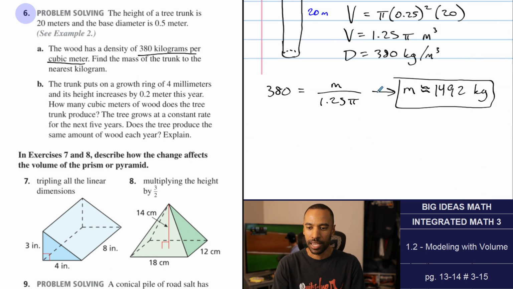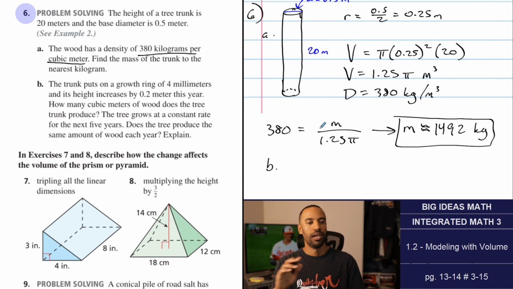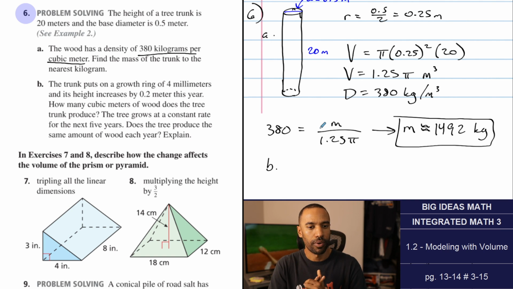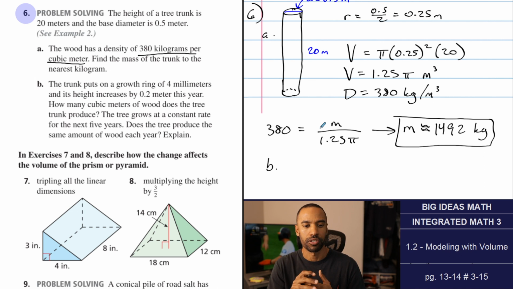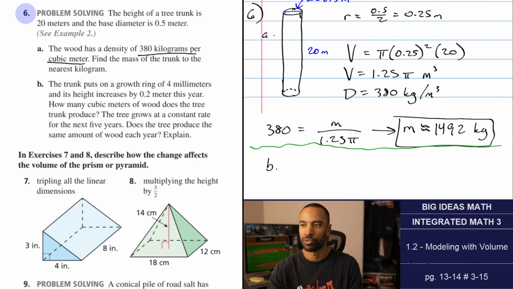Now, part B, on number 6, they are asking, the trunk puts on a growth ring of 4 millimeters, and its height increases by 0.2 meters this year. How many cubic meters of wood does the tree trunk produce? The tree grows at a constant rate for the next 5 years. Does the tree produce the same amount of wood each year? Explain. This answer should be no on the second part of B, just like it was in the example part. But we're going to go ahead and get all the values out from here.